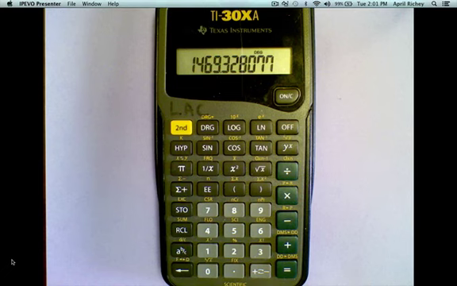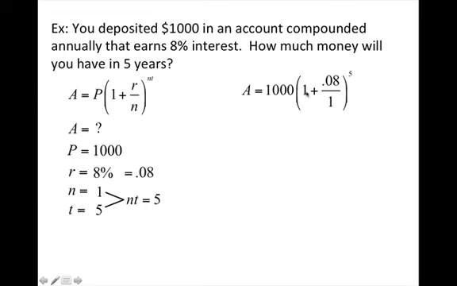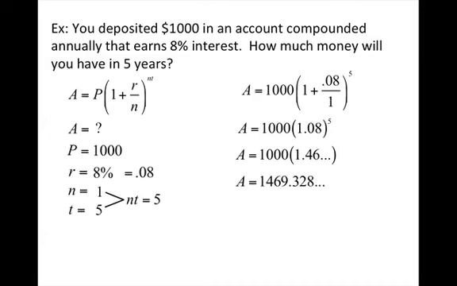So let's write this on our paper. As we mentioned, the first thing we typed in was 1 plus 0.08 divided by 1, and that gave us 1.08. Then we raised that to the 5th power, and that gave us the 1.46, and that number continued on. On my paper, I just wrote a few decimal places, and this is the way I do it in the homework assignments as well. I'll write down a few decimal places and put the ... just to let you know that number continued on in your calculator. Now leave that in your calculator and multiply by the 1,000, and we got 1,469.328, and that number continued on.